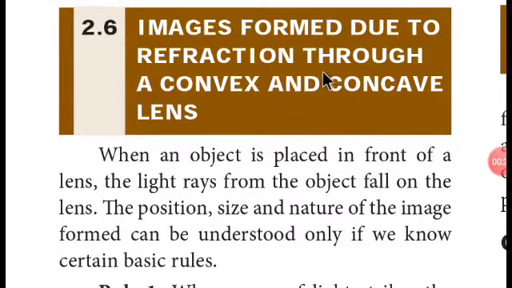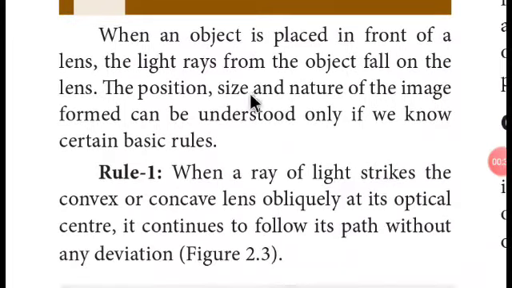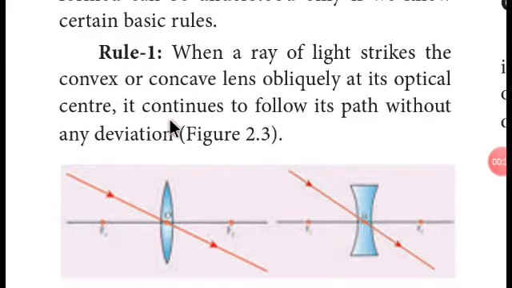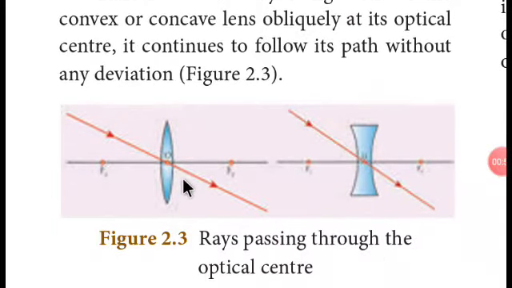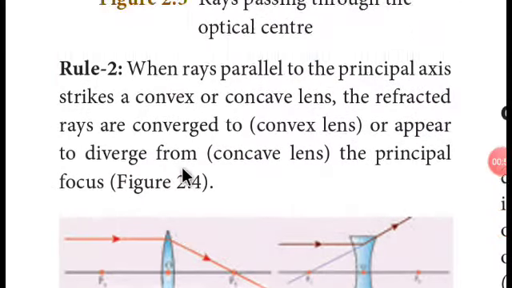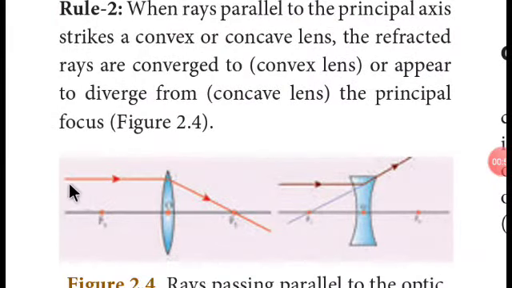As usual, in the last lecture, we saw the images formed due to refraction through convex and concave lenses, and we studied three rules. First rule: when a light ray is passing through the optical center of a concave or convex lens, then the ray will have no deviation.